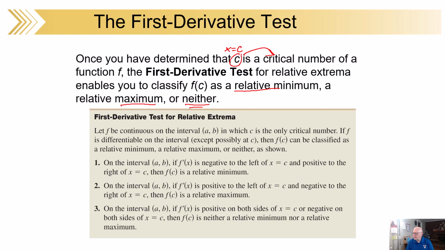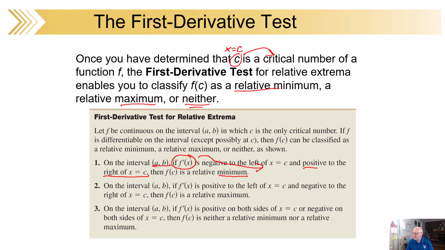So here we go. We've got the first derivative test, and of course we're using the first derivative. If it's negative to the left of c, that means it's going down, and it's positive to the right, that means it's going up. And what you've got is a relative minimum. In other words, it went down until it got to c, and then went up afterward. All that means it's the smallest value of y in that interval from a to b.